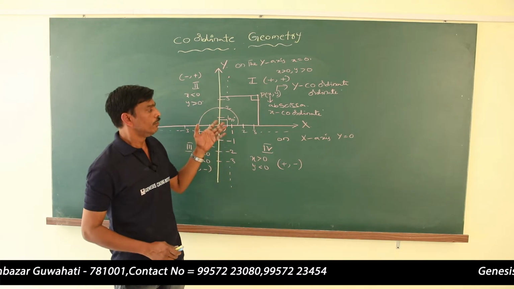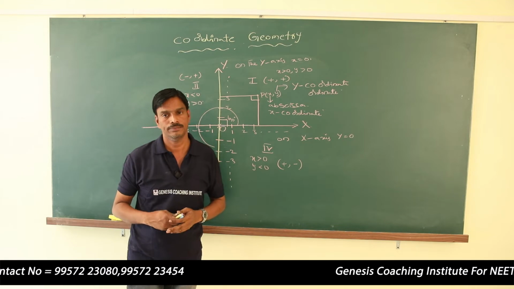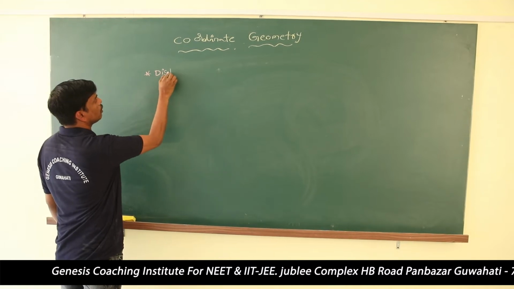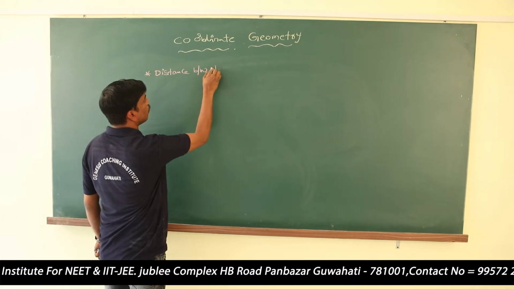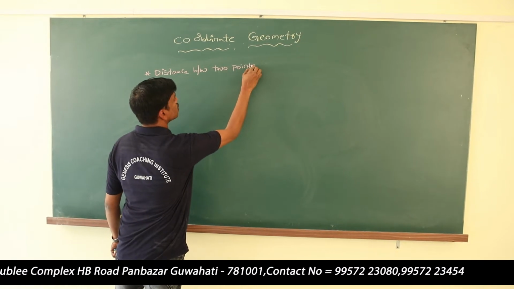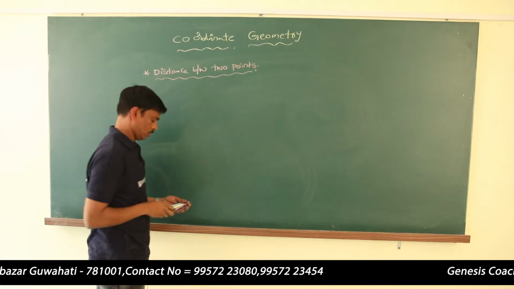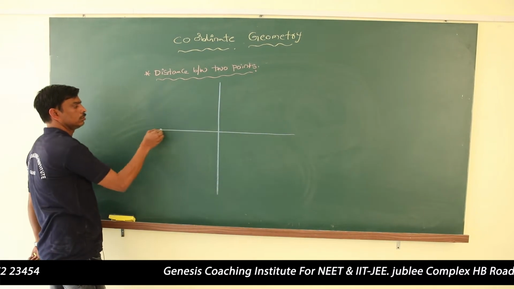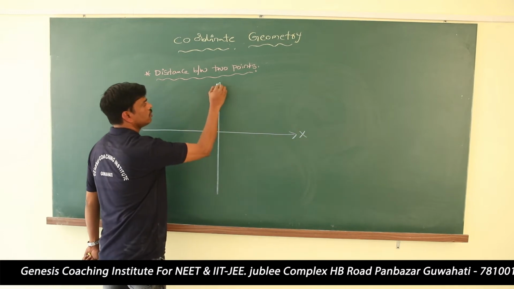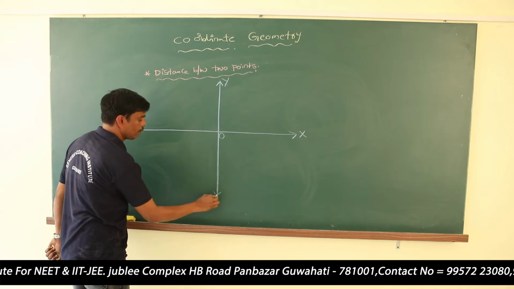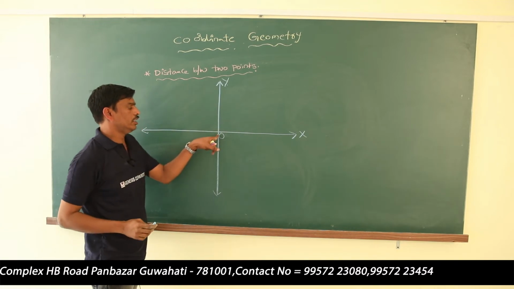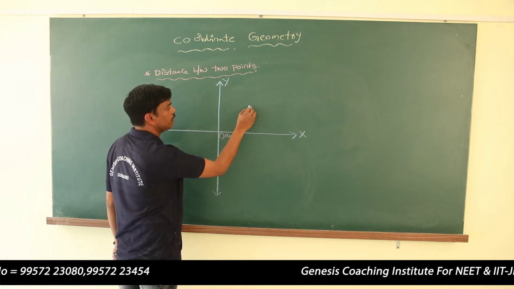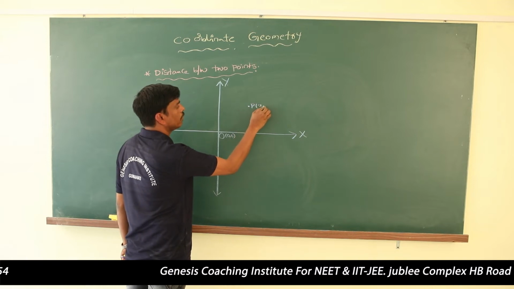Next we will discuss some basic topics. The first topic is the distance between two points. So these are the coordinate axes: this is the x-axis and this is the y-axis, and this is the origin. Origin means 0 comma 0. Now we can take any point P here. Suppose it is P(x, y).